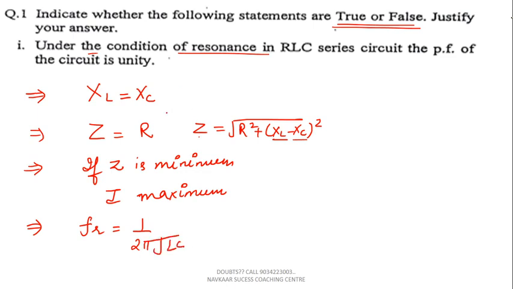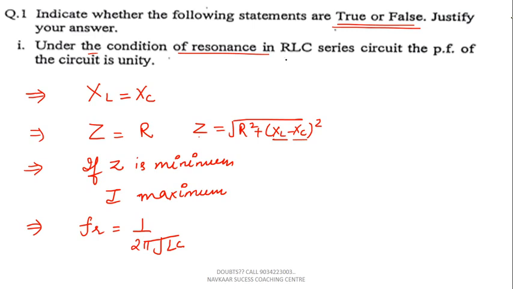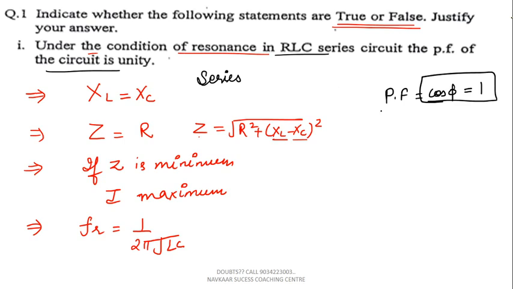So whenever they say the condition of resonance, you have to learn all this by heart. Next, what they have said: under the condition of resonance in an RLC series circuit, all these are conditions for series circuits only, the power factor of the circuit is unity. Power factor, you know, is how much? Cos phi, and they have said unity, means 1. So its answer is true.